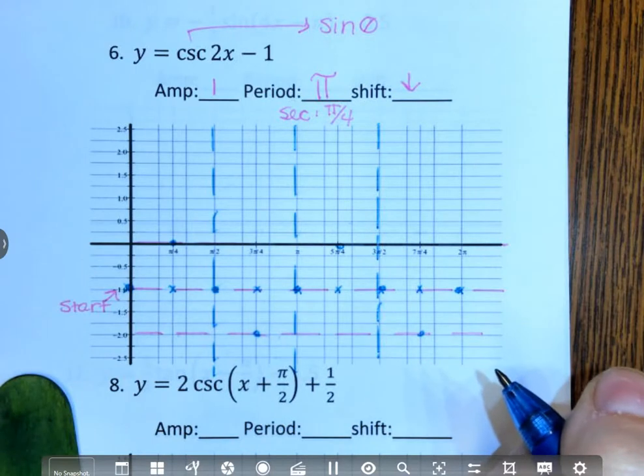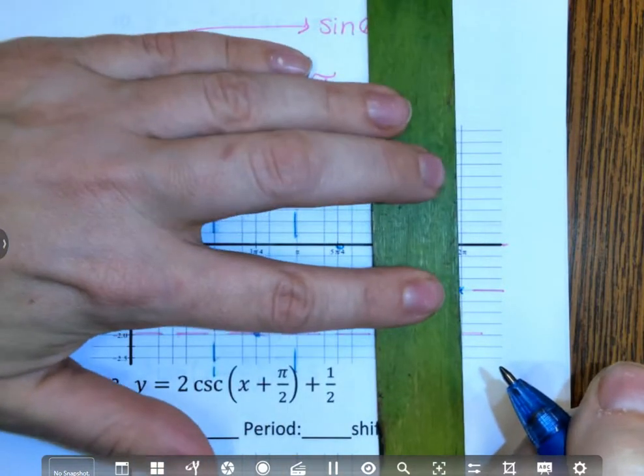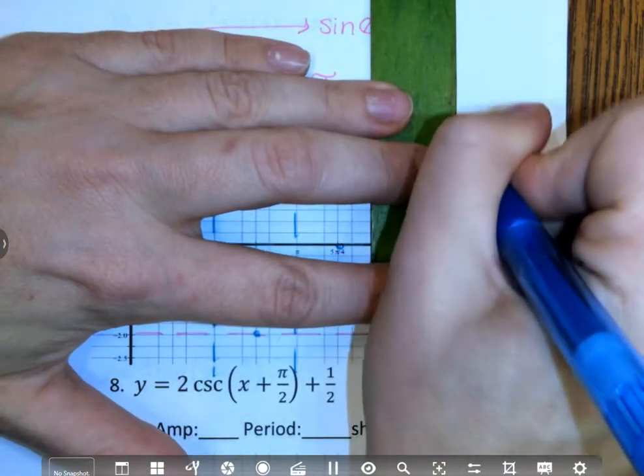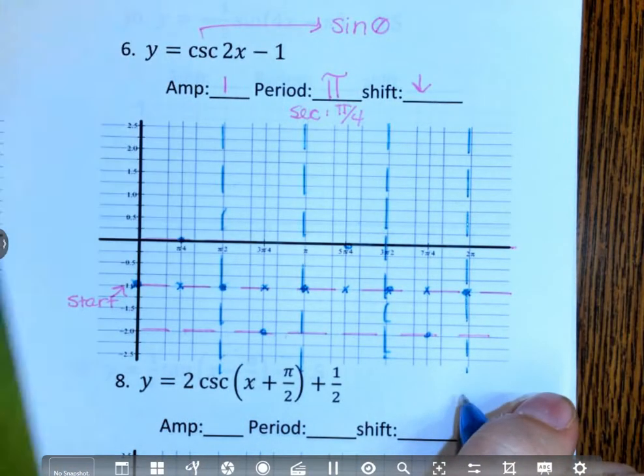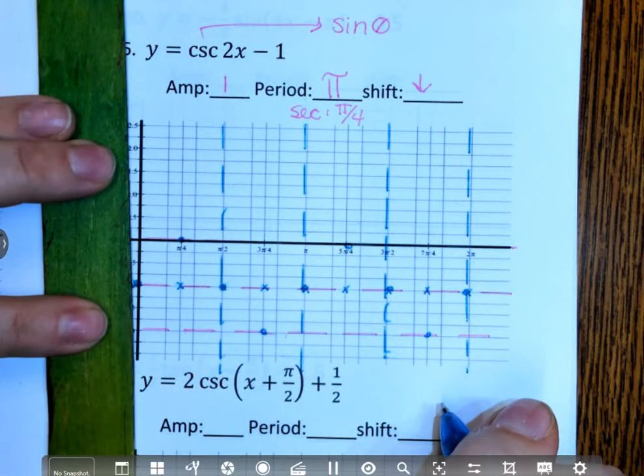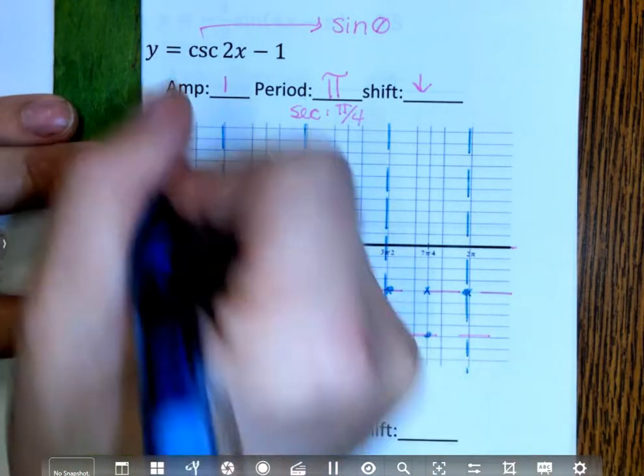And another one. And just in case you didn't realize, there was one more asymptote on here. 0. Just making sure you guys know that over here is an asymptote.